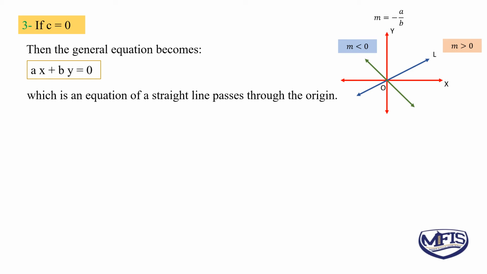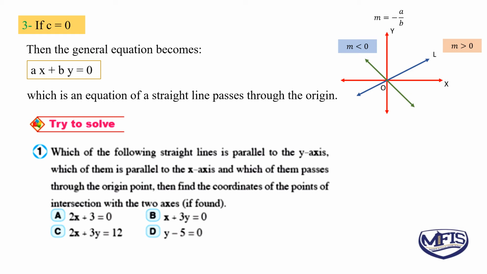And we have the definition of the slope of a straight line. In the first one, the blue one, the straight line makes an acute angle with the positive direction of the x-axis, so the slope here is positive, more than 0. The second one, the green one, makes an obtuse angle with the positive direction of the x-axis, so the slope here is negative, so m is less than 0, where m represents the slope of the straight line.